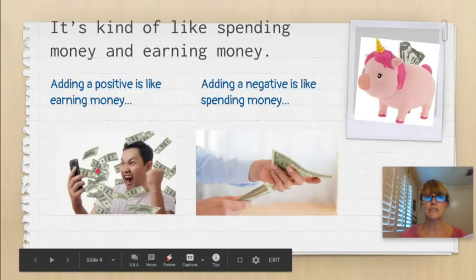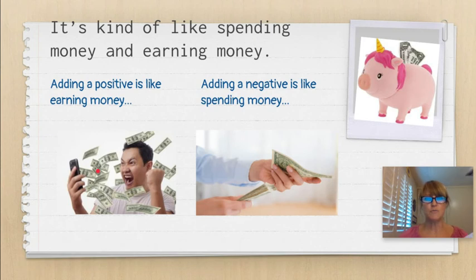So it's kind of like spending money and earning money. So if you add a positive number, it's like you've earned money, right? You've put money in your pocket. And when you add a negative number, it's like spending money. It's like you've gone to the dollar store and let's say you did some chores, you earned some money, and then you went to the dollar store and you spent it, right? So it's kind of like that. So not too complicated.